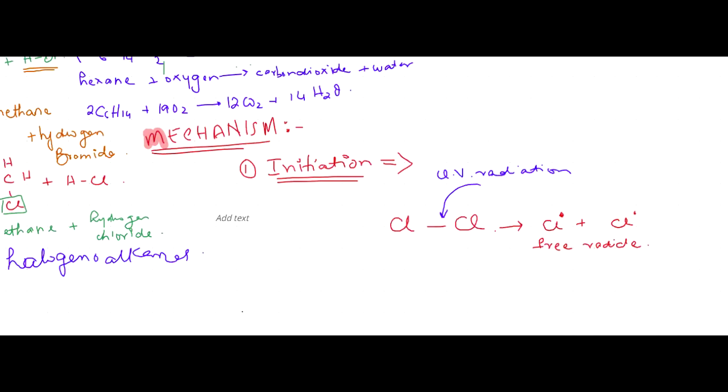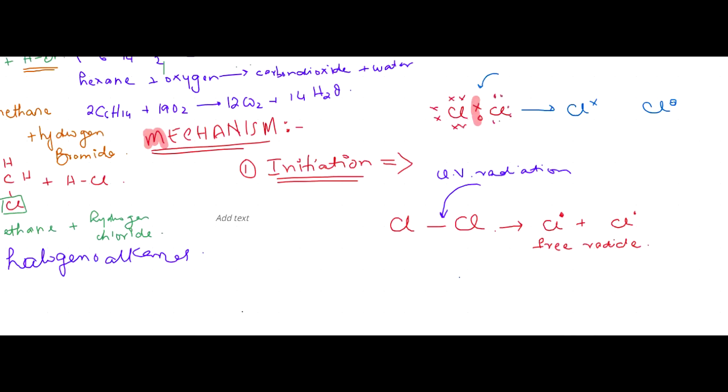Now, generally, if you look at the dot and cross structure of chlorine, chlorine shares 1 pair of electrons. When UV radiation breaks the bond, the chlorine atoms will separate from each other. When they separate from each other, they both keep 1 of the electrons. Over here, in a normal chlorine molecule, this is the dot and cross diagram. You can see that chlorine is sharing a pair of electrons.